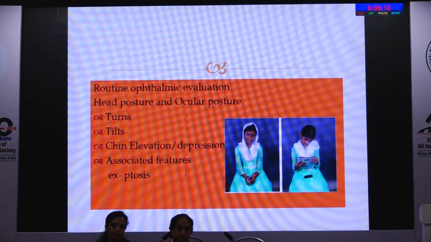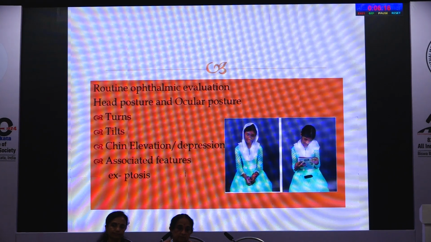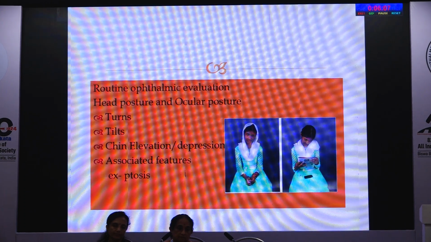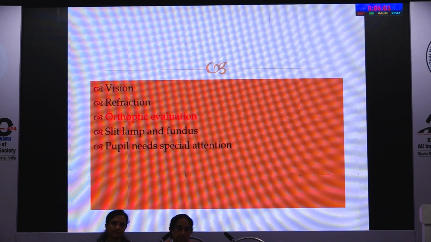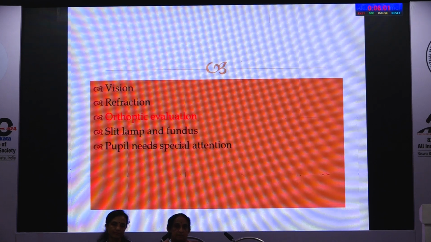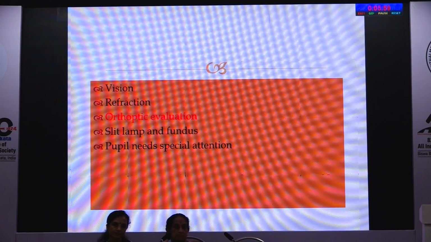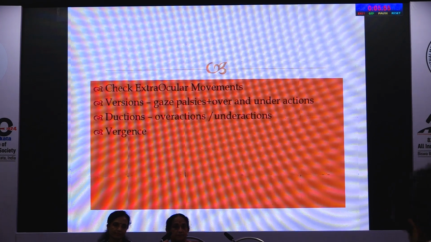So this child has the typical head posture of head tilt and a chin depression. She had a trauma with an injury to the inferior rectus muscle, and she could read only in this particular position because of the double vision. Now, in the routine examination of the eye, you have to give a little emphasis to the orthoptic evaluation, and the pupil also needs special attention in cases of double vision.